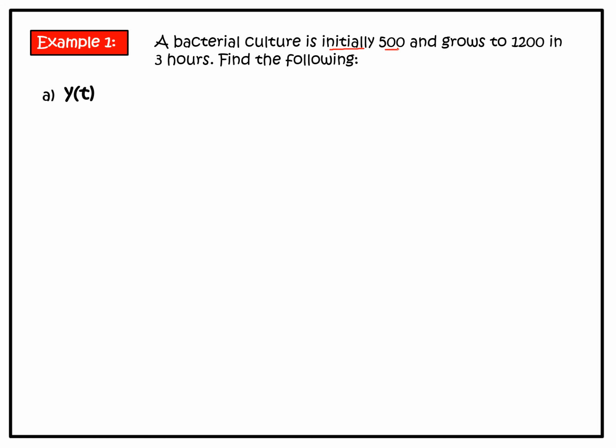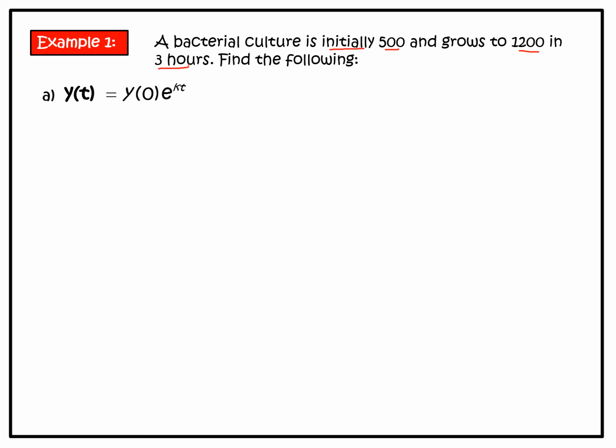And we start with y of 0 is e to the kt. And then what do we know here? Well, initially there are 500. That's y at time 0. And then 3 hours later, we've got 1200. That's y at time 3.